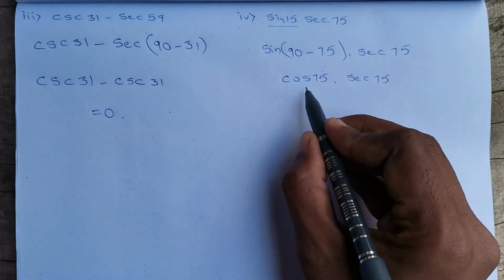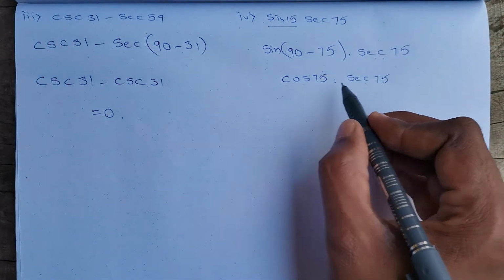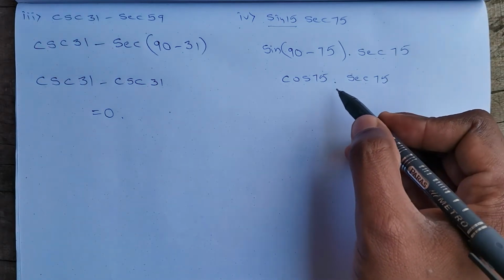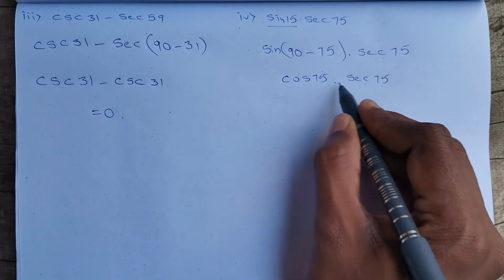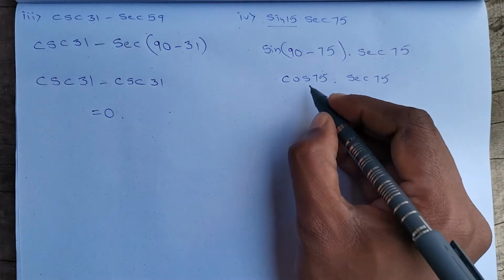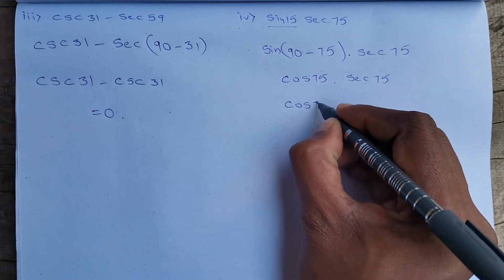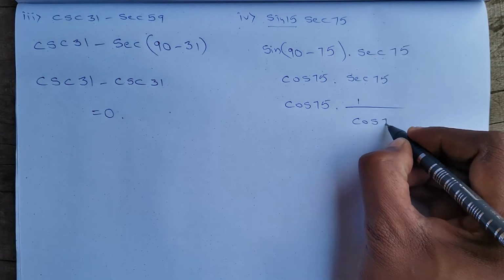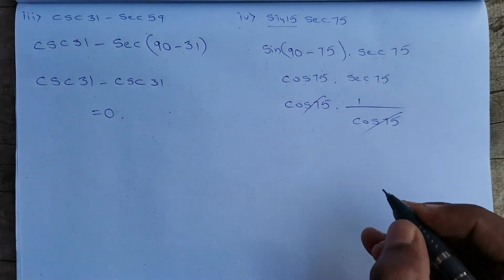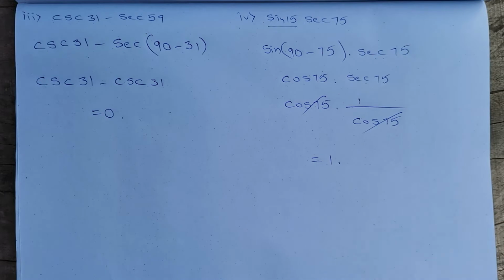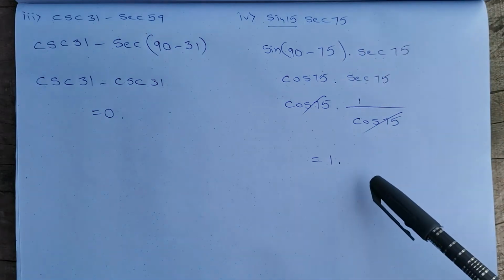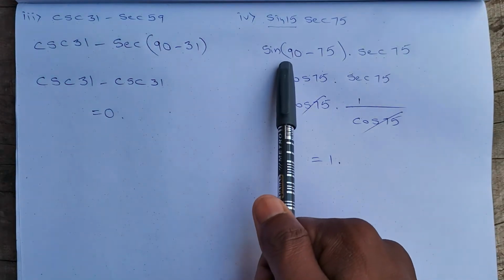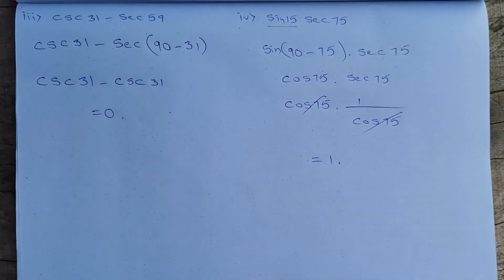Now here, between cos and secant, one relation is there: cos is the reciprocal of secant, or secant is the reciprocal of cos. So out of these two, any one we can write as the reciprocal. I am writing cos 75 as it is, times secant 75 written as 1 by cos 75. So the cos 75 terms both get cancelled, and we remain with 1. So the value of sine 15 into secant 75 is 1. Here, instead of changing this sine, if you change the secant, then also we will get the same answer, 1 only.